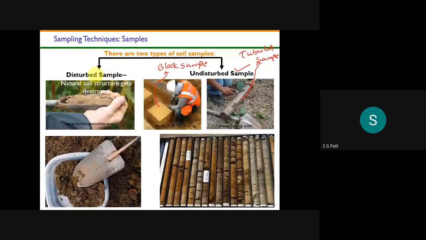Again, in the disturbed sample, we have two types. One is the representative sample, and another one is the non-representative sample.